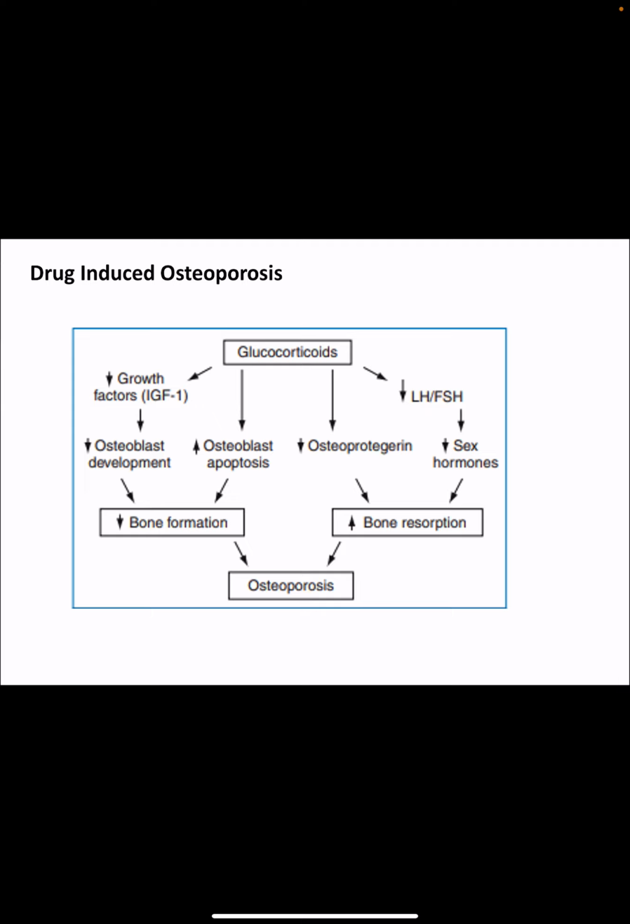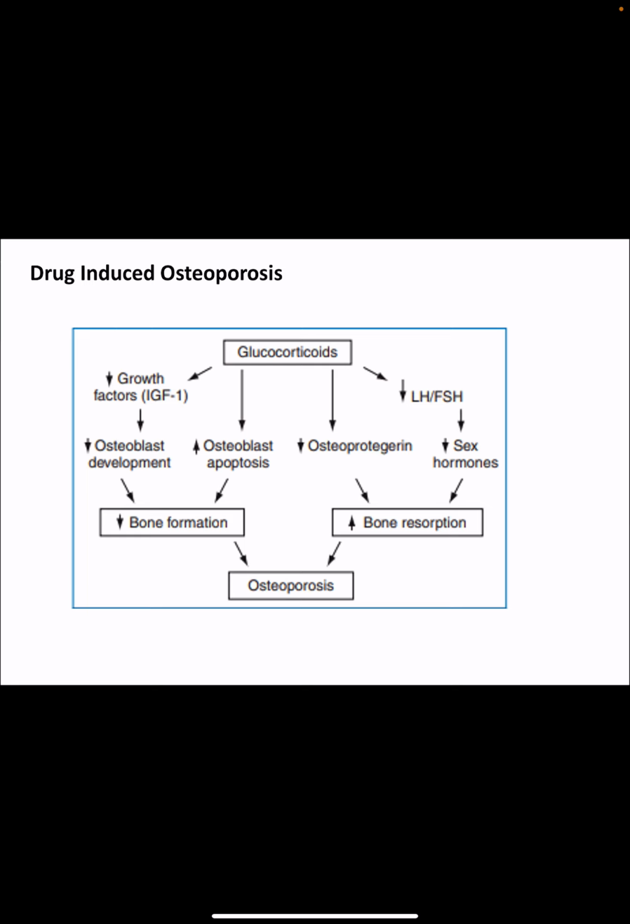Also, please remember that glucocorticoids decrease or inhibit luteinizing hormone and follicle stimulating hormone. As a result, the estrogen levels will be low, which also increases the chance of osteoporosis. There is more. It will increase osteoblast apoptosis, meaning the building cells are dying. We're killing them. It will decrease the development of osteoblasts. And as I said, osteoprotegerin is decreased and sex hormone is decreased.